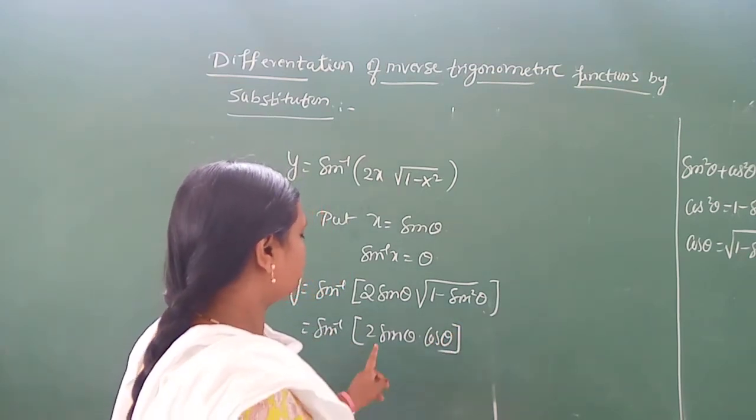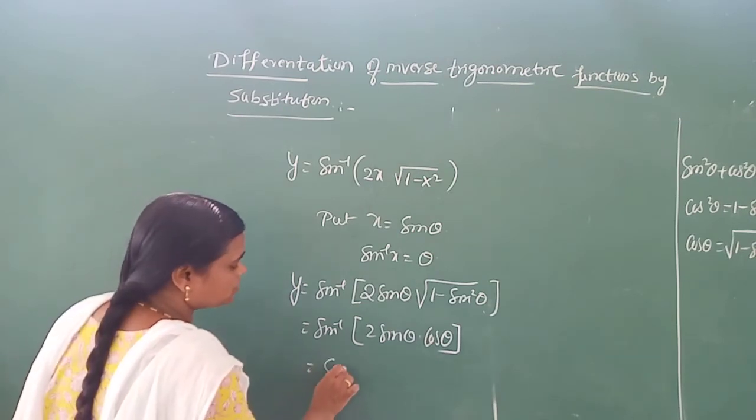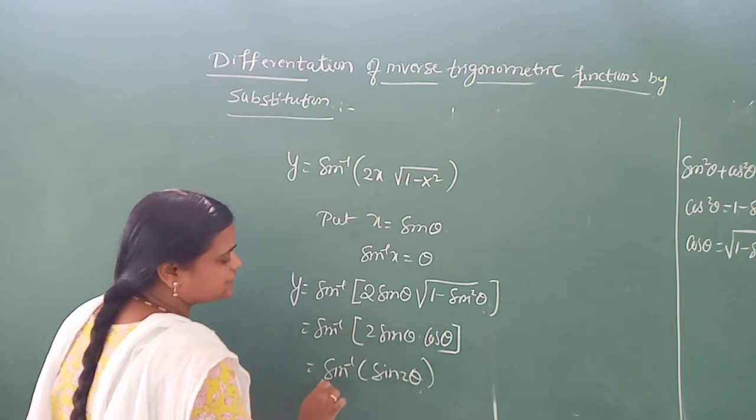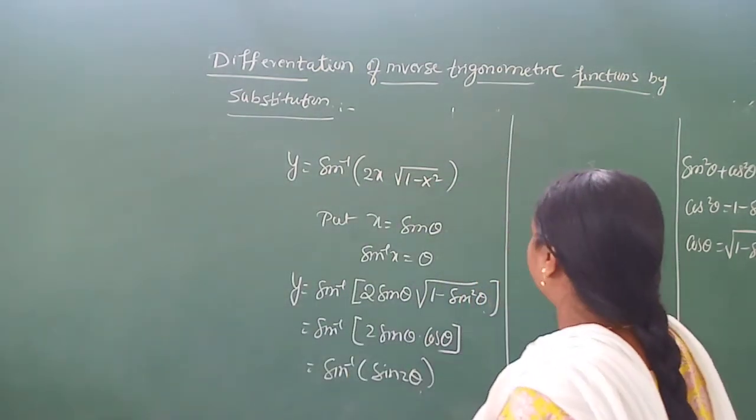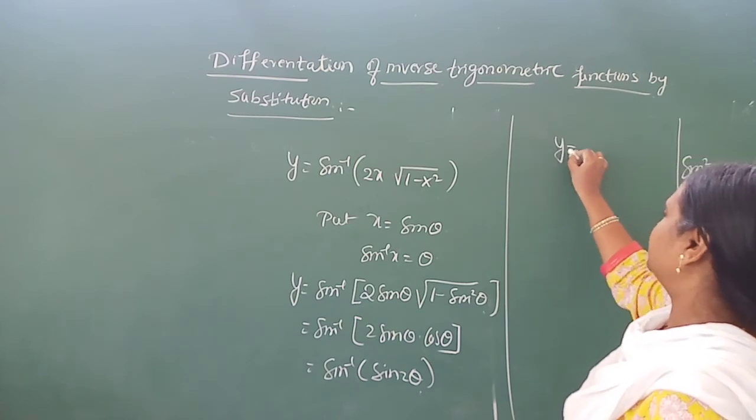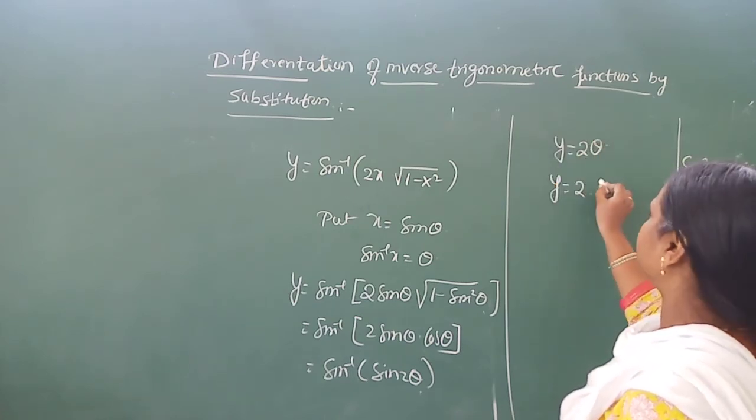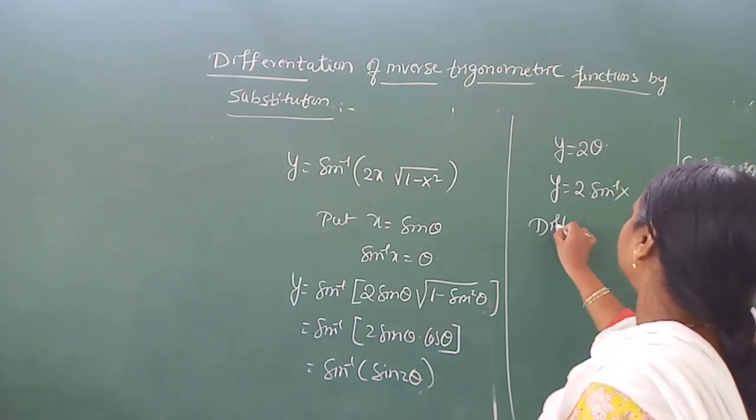And we have the formula 2 sin theta cos theta. 2 sin theta cos theta is what? Sin 2 theta. And it is exactly in the form of sin inverse sin of x. And we know the formula sin inverse sin of x is x. Therefore, y is equal to 2 theta. Y equal to 2 theta is what? Sin inverse x.